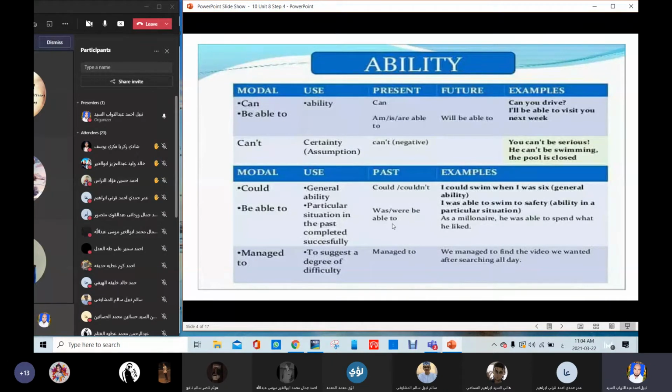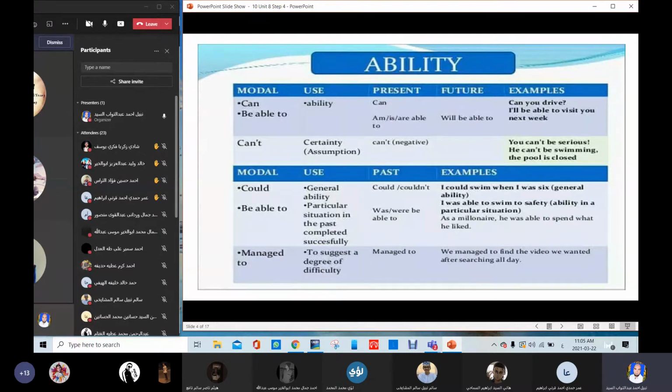So after doing something with difficulty, we can use was able to, or were able to, or managed to. Managed to means you exerted an effort. You did something with difficulty. I was able to swim to safety, ability in a particular situation. As a millionaire, he was able to spend what he liked. We managed to find the video we wanted after searching all day. Example, the door was locked. The door was locked, but we managed to get out of the window.